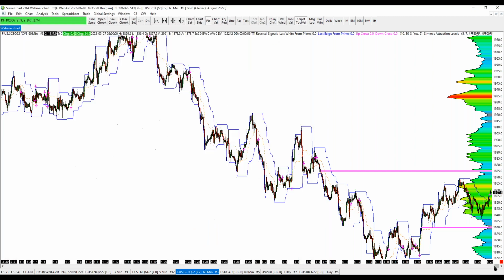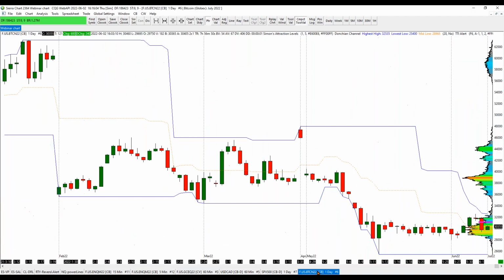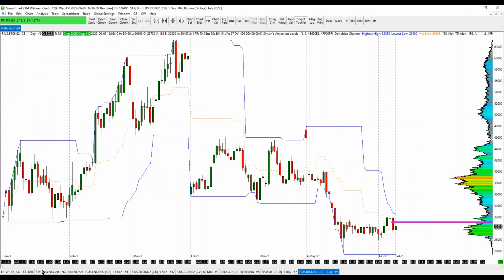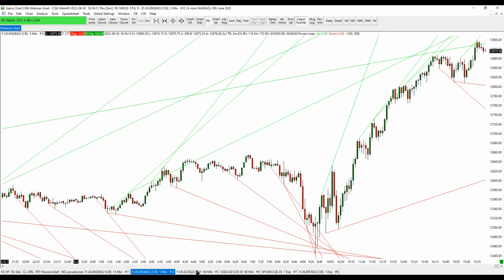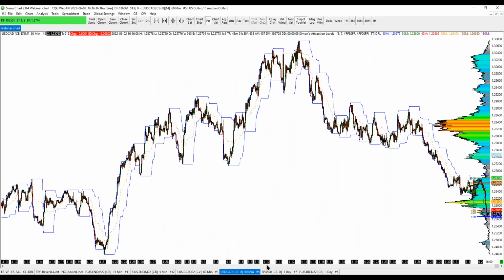So this is your volume profile indicator. If I look at anything you want to look at, what do I have here? I have indicators. I mean charts for every indicator. USD CAD.